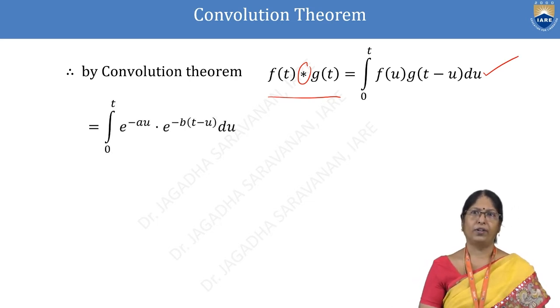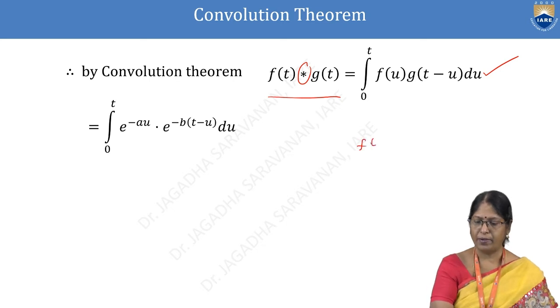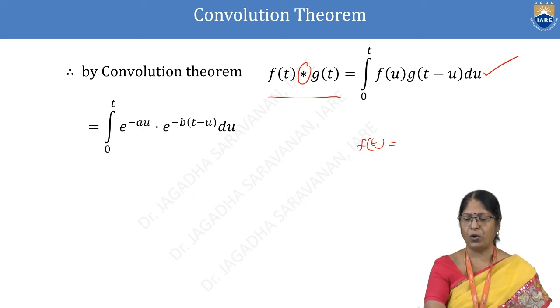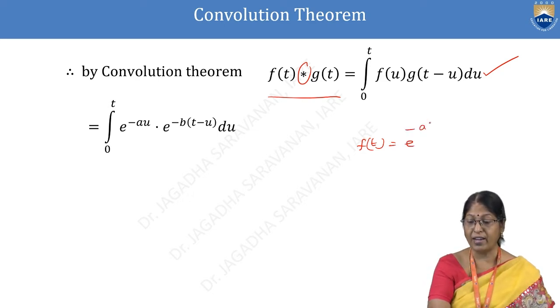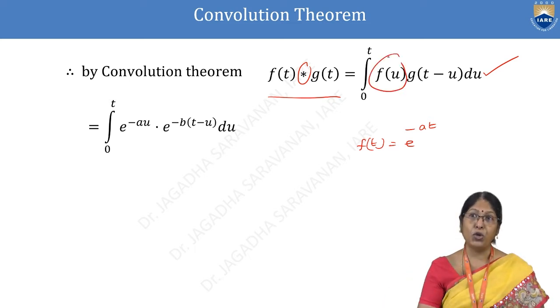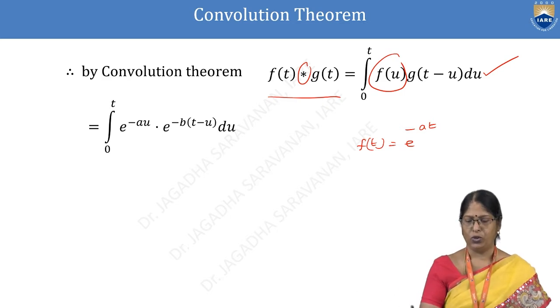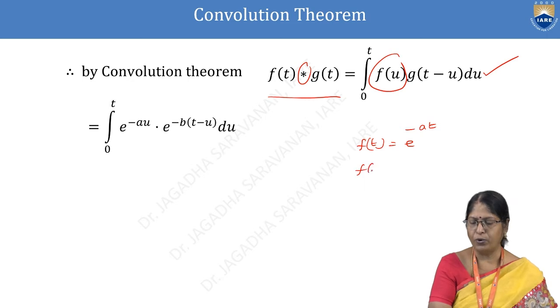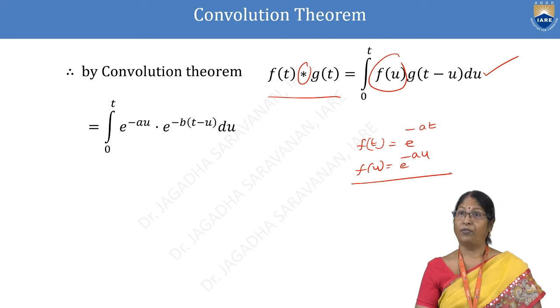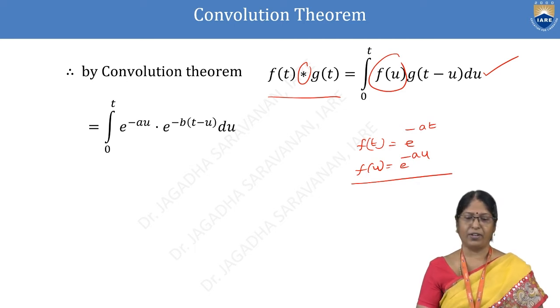Already we got f of t, as explained in the previous slide: e power minus at. But we want f of u, so wherever there is t, we have to change that t in terms of u. So f of u equals e power minus au. Fine, our first target is completed.